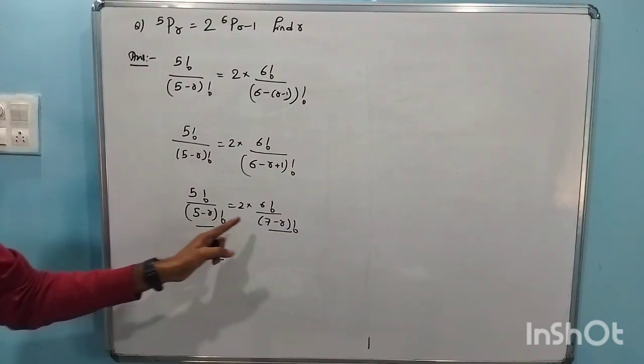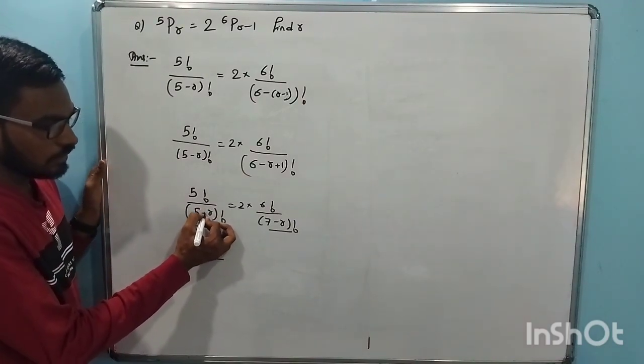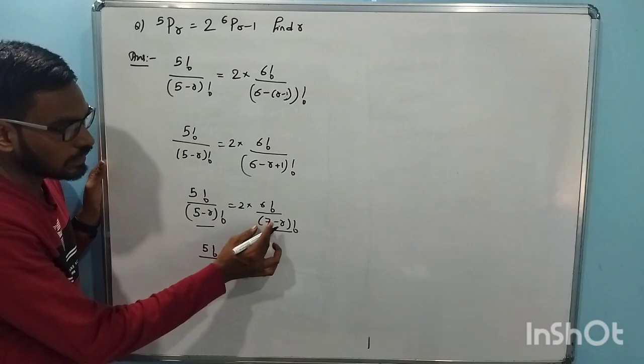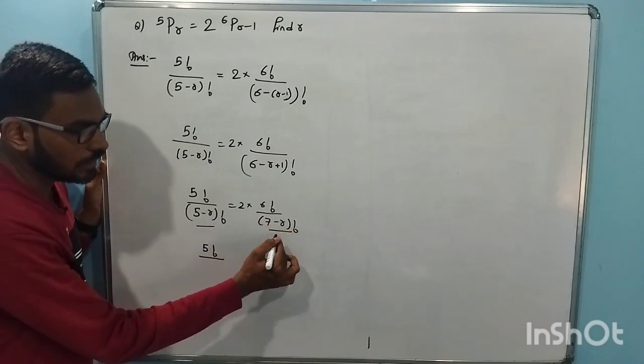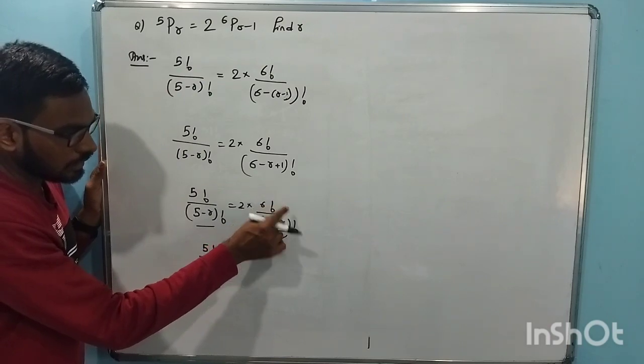Out of this, which one is greater? 5 minus r is greater or 7 minus r is greater? Just take anything here. For example, if I take 3, then 5 minus 3 is 2, and 7 minus 3 is 4. So this one is greater. Here this one is greater.